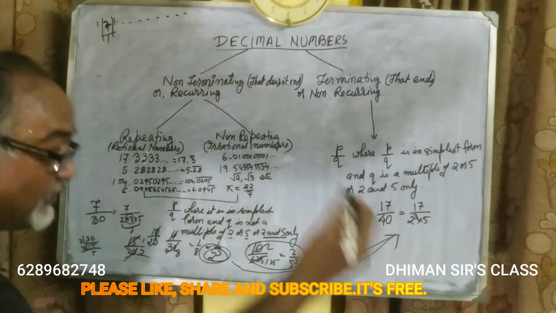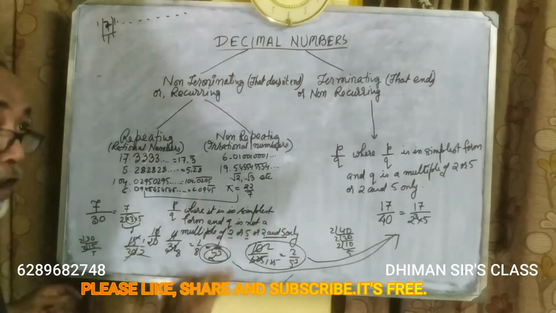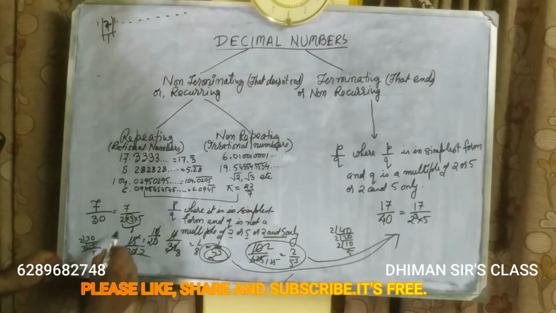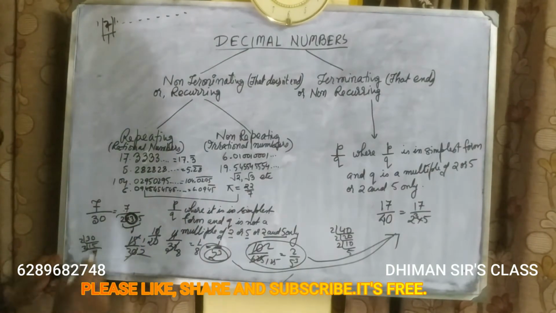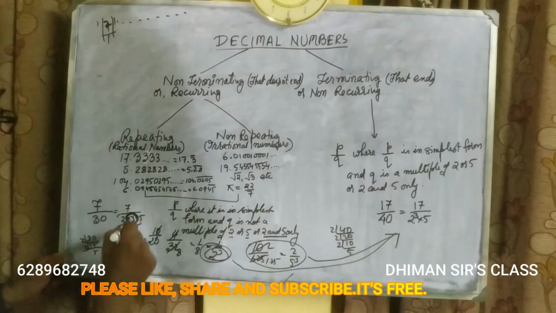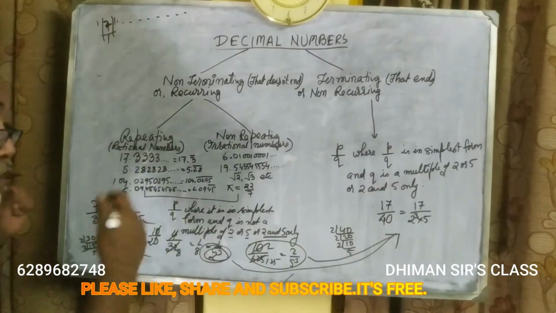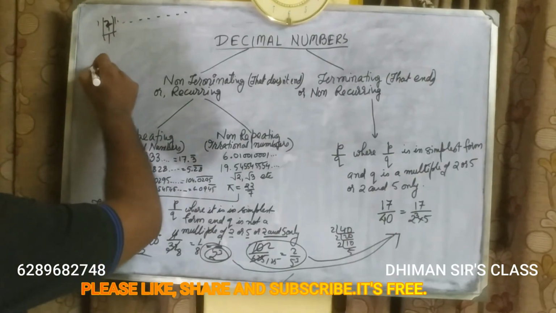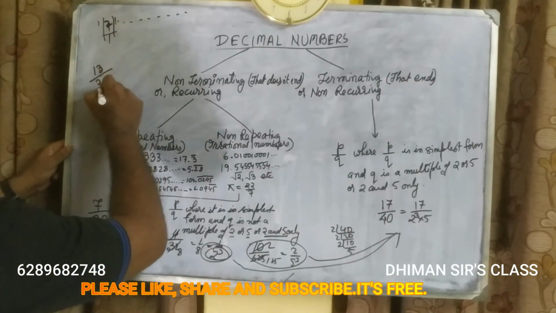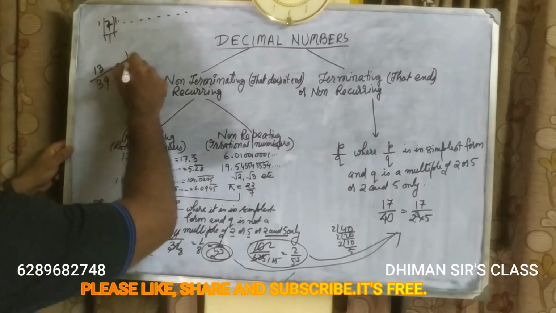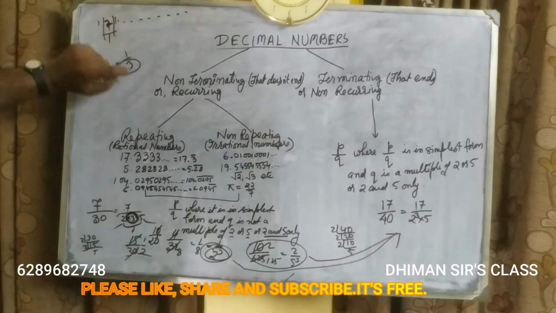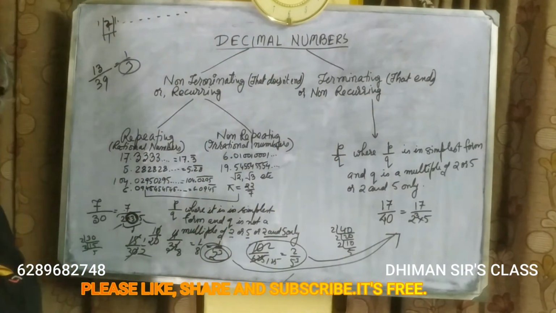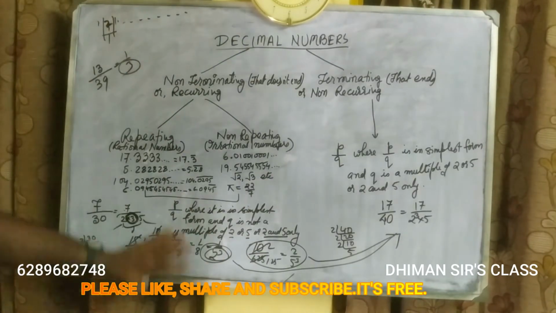But apart from only 2 or only 5 or a combination of 2 and 5, if there is some other digit also, as I showed you here, 3 is coming in the picture. 2 may not be there, 5 may not be there, 2 and 5 both may not be there. Suppose 13 by 39, that is 1 by 3. See, only 3 is there. So if you divide 1 by 3, it will come 0.333 continuously, it will continue. So therefore they will be non-terminating.